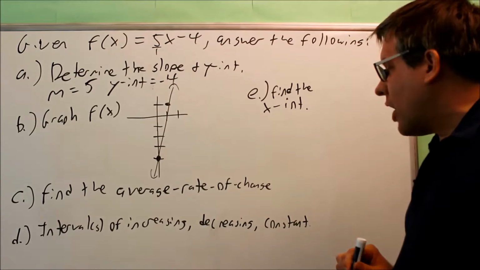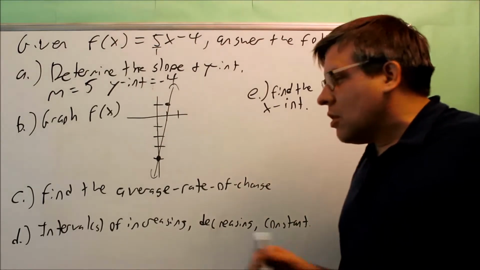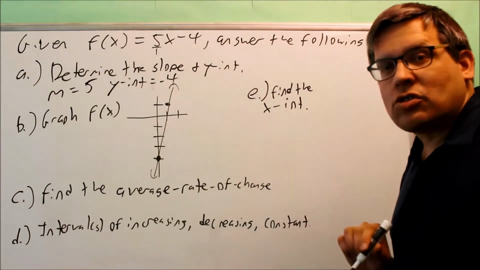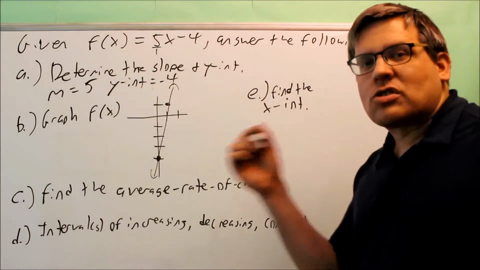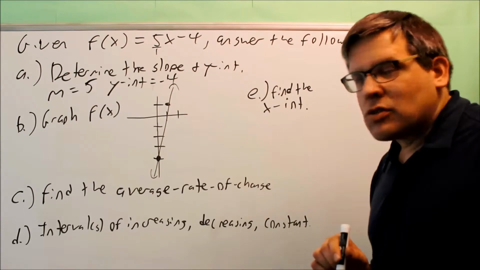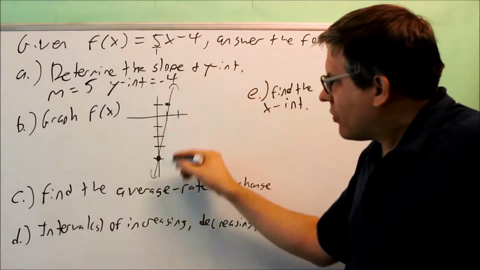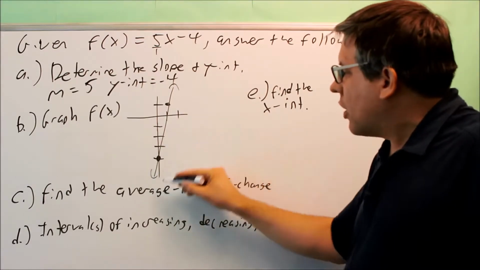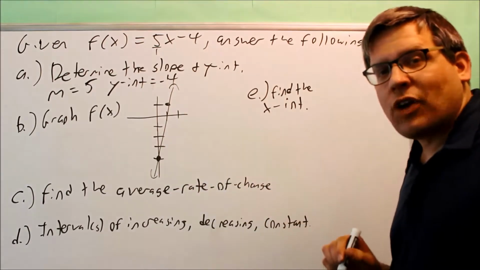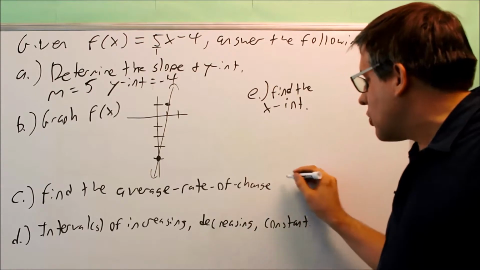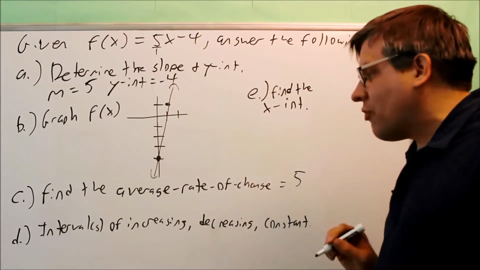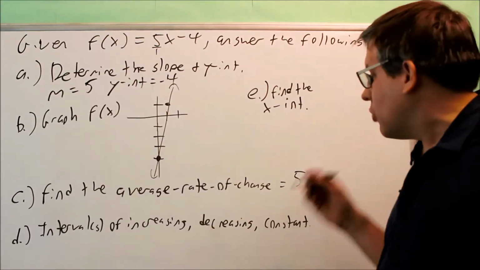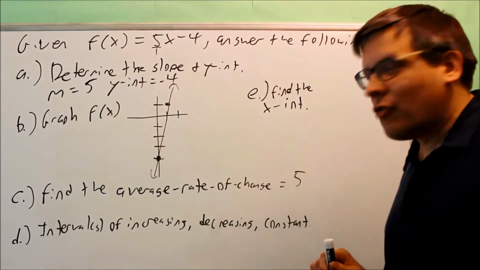For C, we want to find the average rate of change. Average rate of change we've talked about before in a previous section as well. Average rate of change would be an average slope between 2 points. For a line like this one, the slope is always going to be constant. No matter what 2 points you look at, the slope is always going to be 5. So therefore, the average rate of change is always going to be 5. Part C is really just asking you what's the slope of this line. We already answered that. It's going to be 5.